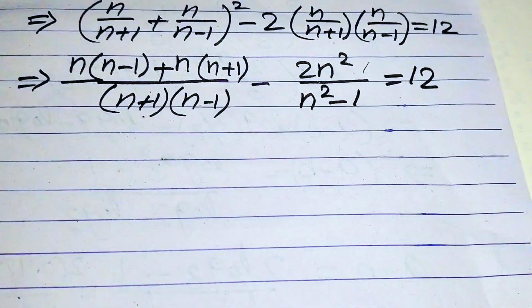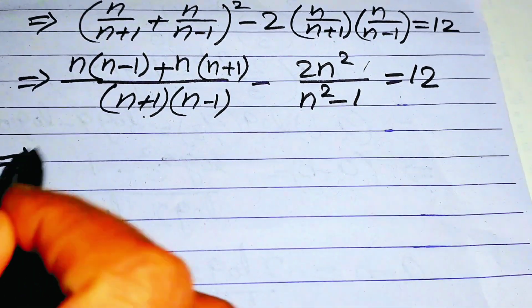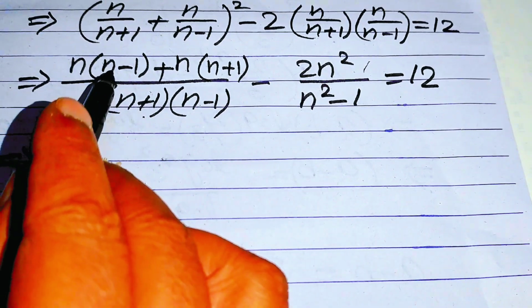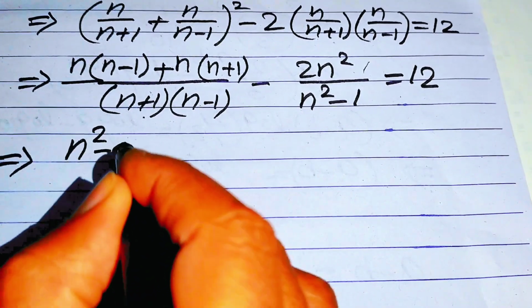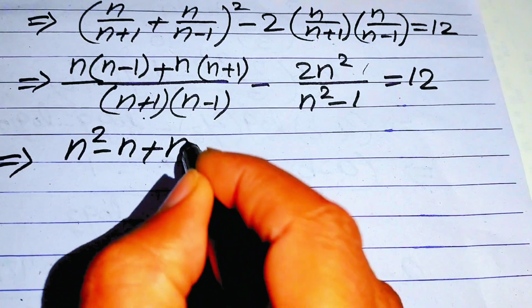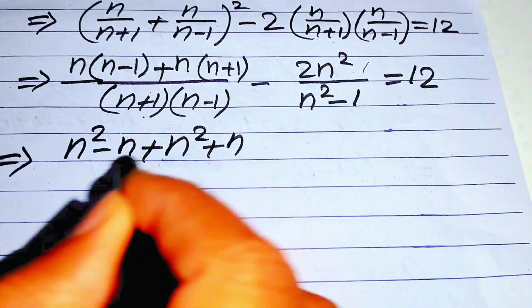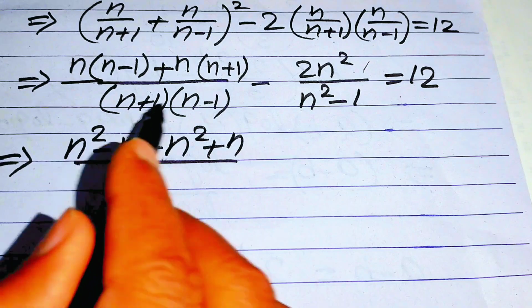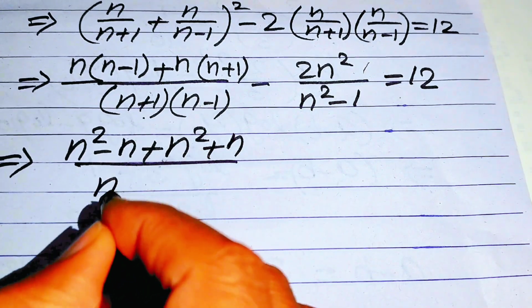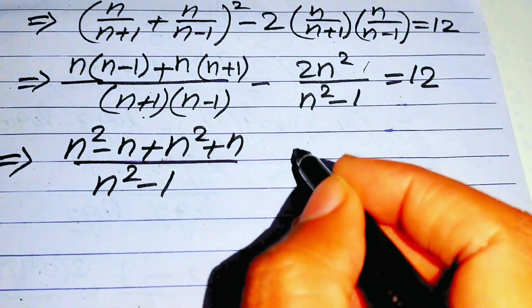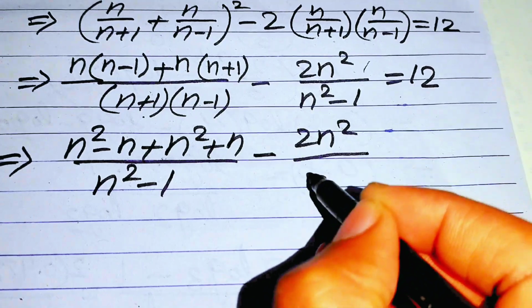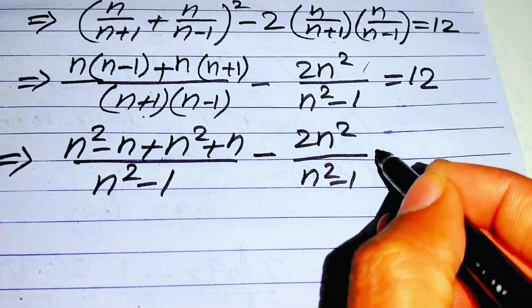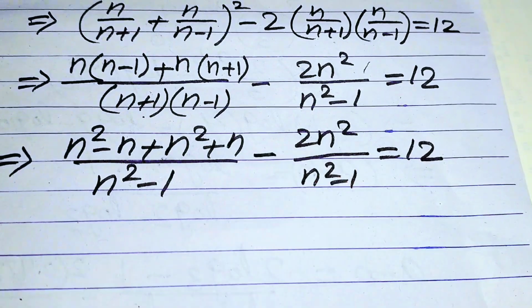And in the next step we make a little bit of simplification, and we multiply this n on both terms, and it will become n² − n + n² + n divided by (n+1)(n−1), and it will become n² − 1, minus 2n² over n² − 1 equals 12.